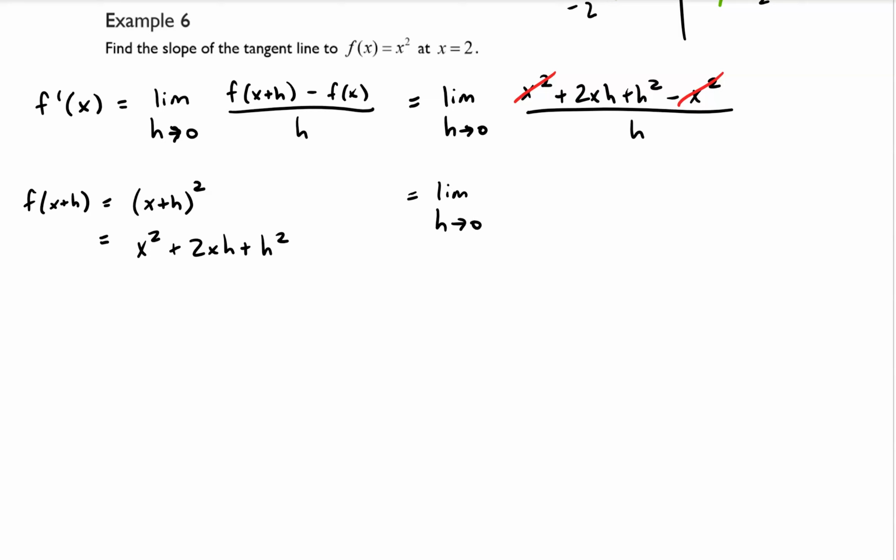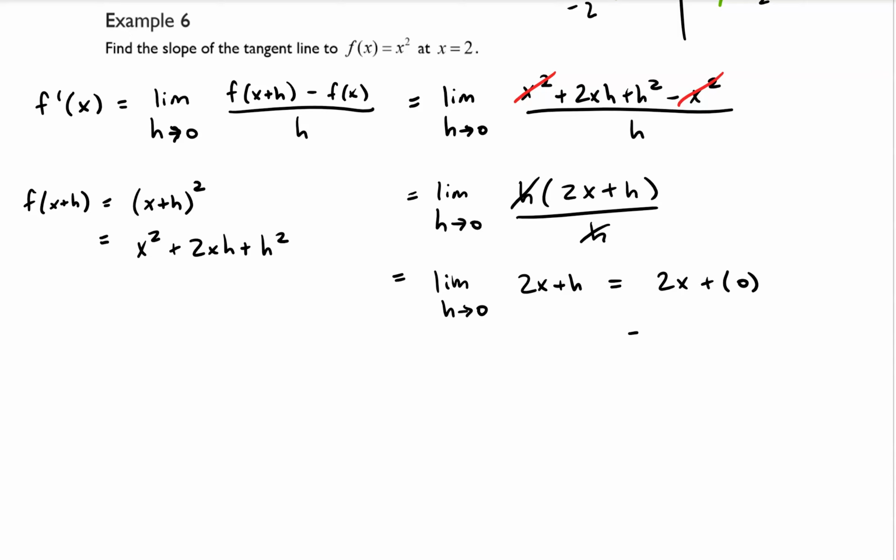So we have the limit as h goes to 0 of, I'm going to factor out the h, h times 2x plus h all over h. And so this and this will cancel out. So we have the limit as h goes to 0 of 2x plus h. And we can just substitute h equals 0 to get 2x plus 0, which is just equal to 2x. So our derivative function, f prime of x, is equal to 2x.